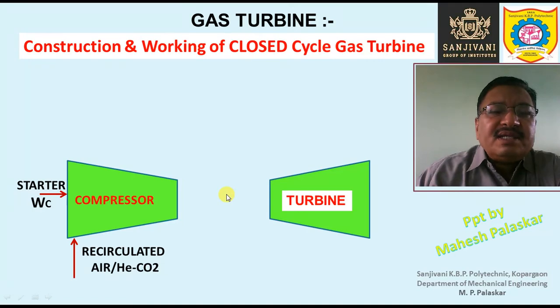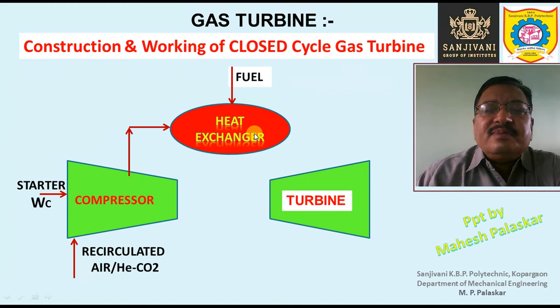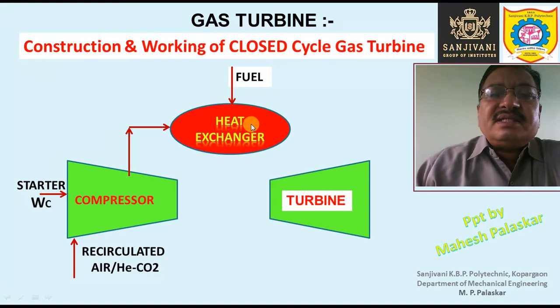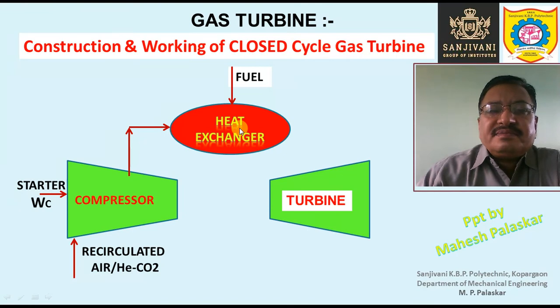Now from the compressor, the compressed working substance will enter inside the heat exchanger. The heat exchanger also consists of a combustion chamber. The fuel is supplied and burned in the combustion chamber, right? And the heat is produced. Now there is indirect contact between the working substance and the hot gases which are produced in the combustion chamber due to combustion of the fuel, right? So air is entering inside the combustion chamber, fuel is also entering inside the combustion chamber, and the combustion of the fuel takes place and the temperature of the air increases.